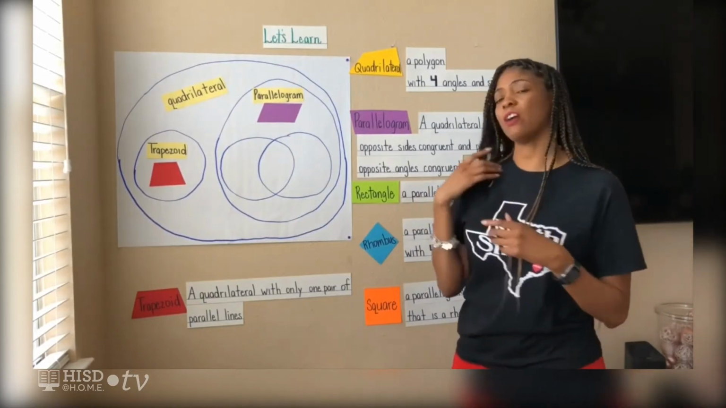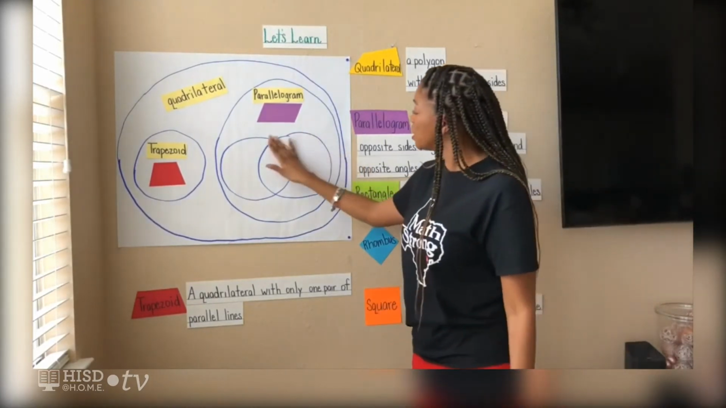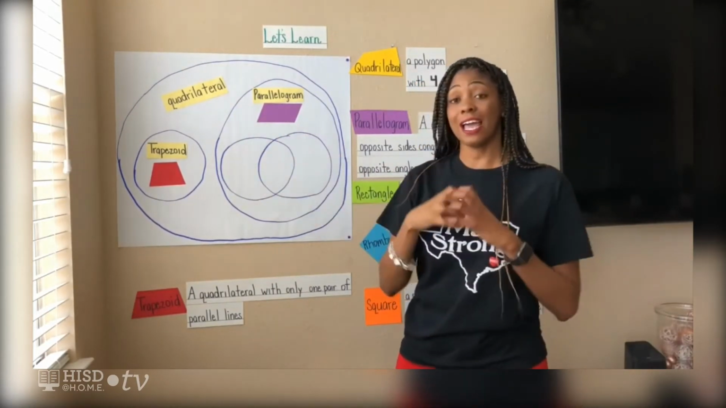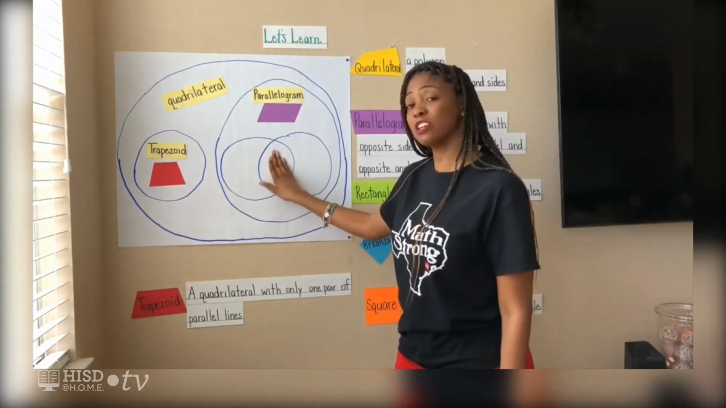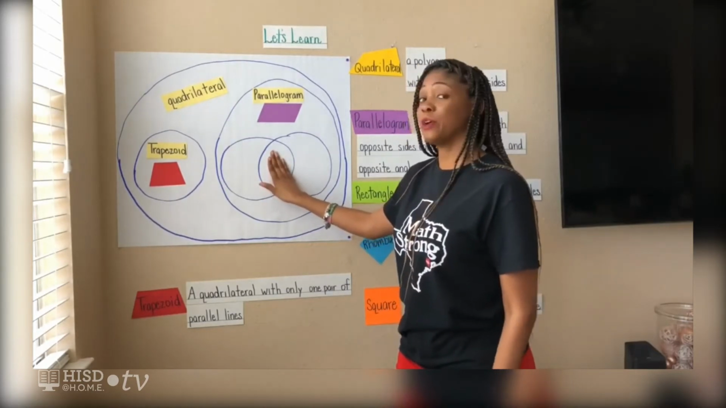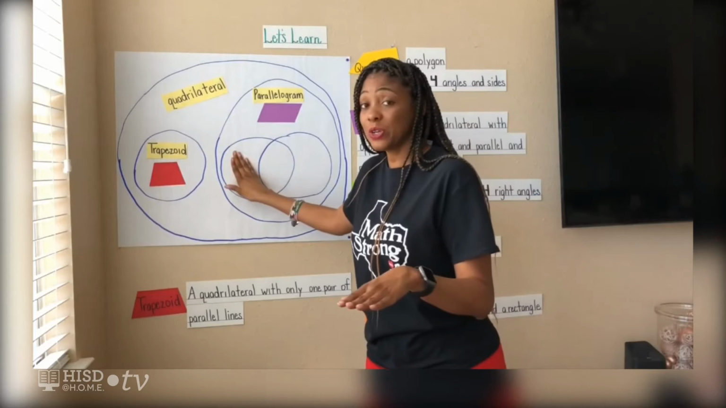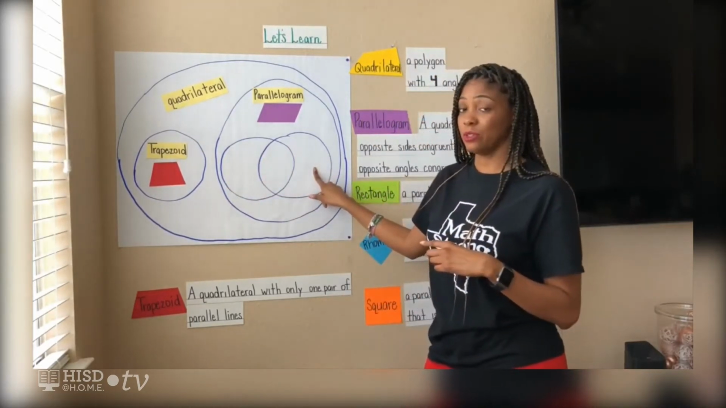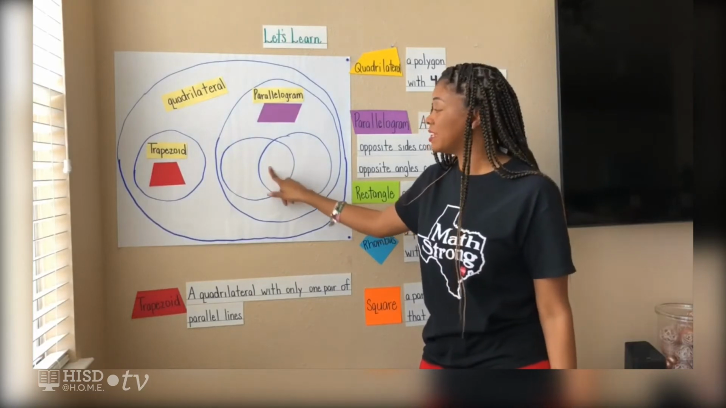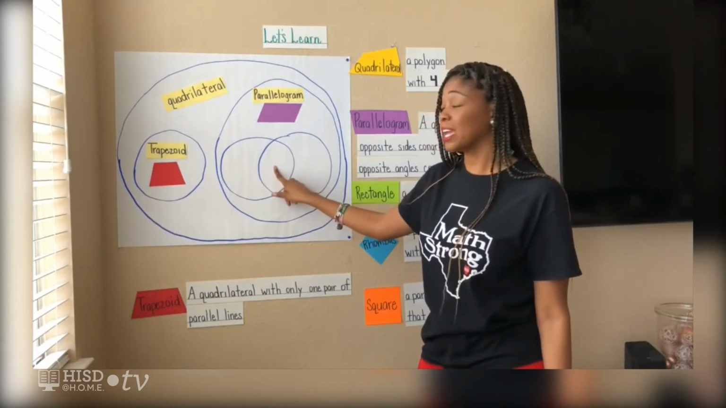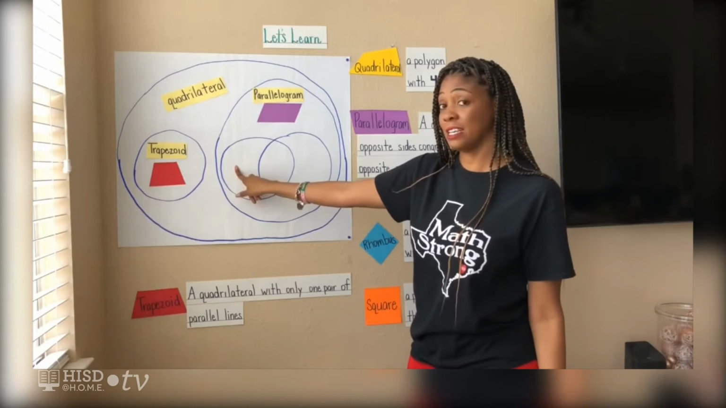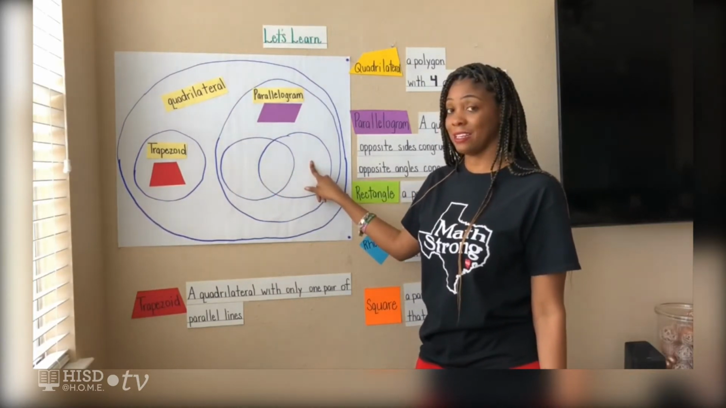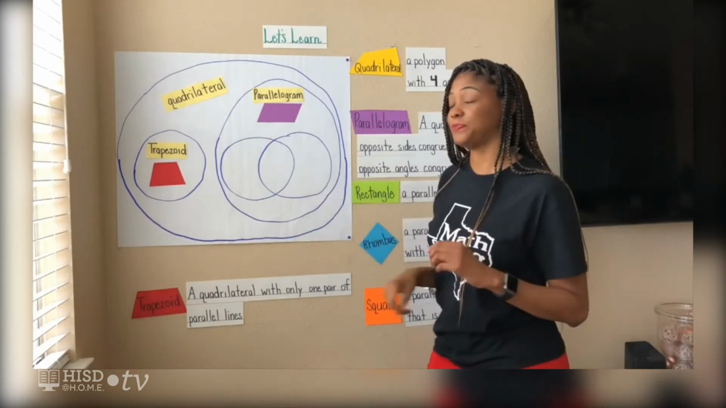So let's talk about overlapping circles. If you notice that this circle and this circle overlap, that means that this centerpiece lies inside this circle, but it is also inside this circle. So whatever we put here has to be okay with being called this, and it also has to be okay with being called that. So let's talk about it.